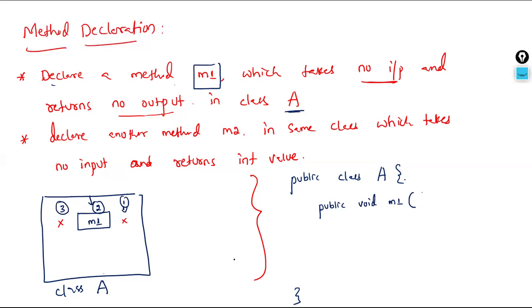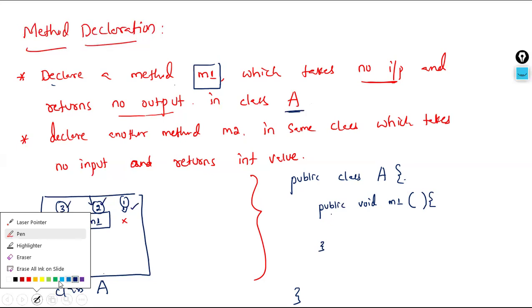If inputs are there, we are going to write some int data type with some variable name and so on. But in this scenario, no inputs. Then open curly brace, closed curly brace for the method body. That's all. This is the method declaration where a method can be declared within the class. And with the method syntax: access modifier, then return type, then method name, then method inputs. That's all. Clear?